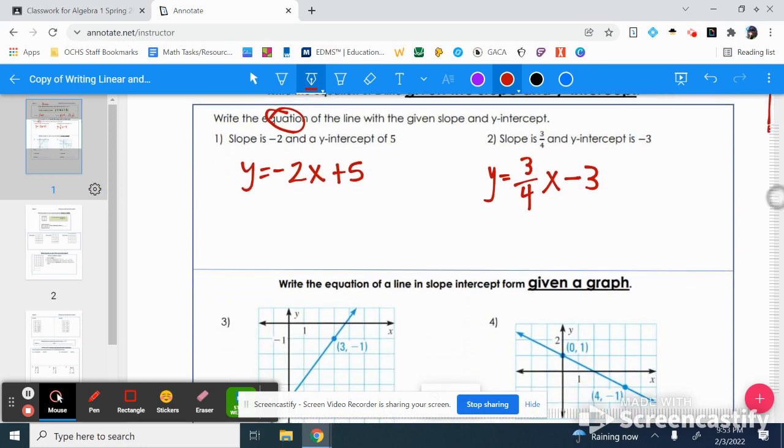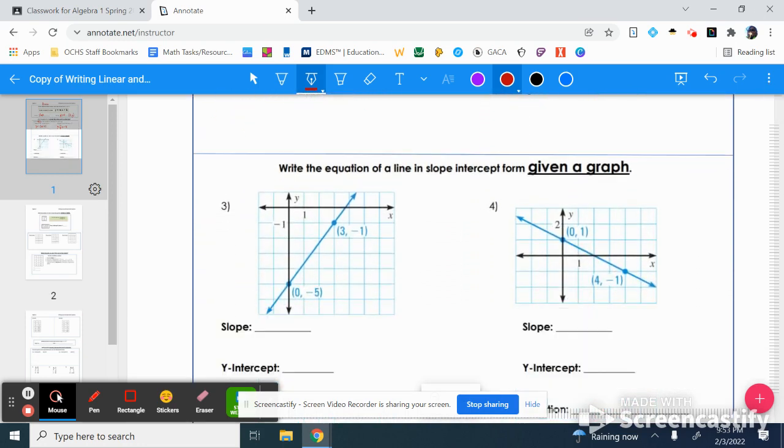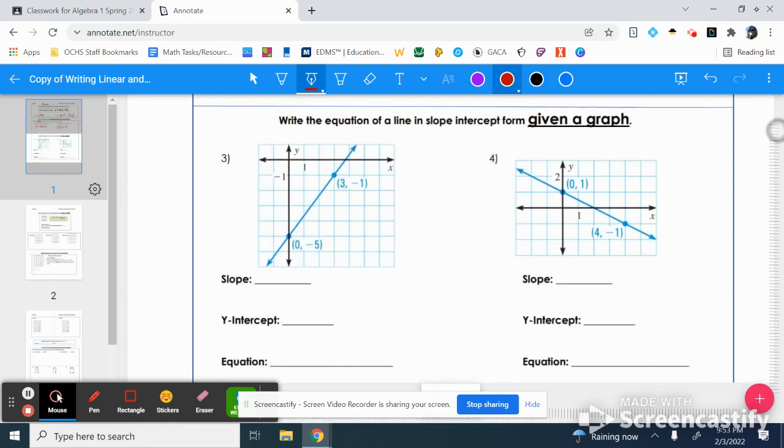Now what happens if I'm given a graph? We'll have a couple of different options here of what I can do. First and foremost, I would always start by identifying what my y-intercept is. Even though that's the second blank that's given, we can jump ahead and do that. So for number 3, I can tell that my y-intercept is -5. When I get ready to calculate the slope, I told you we have options. The formula for calculating slope is y2 minus y1 over x2 minus x1.